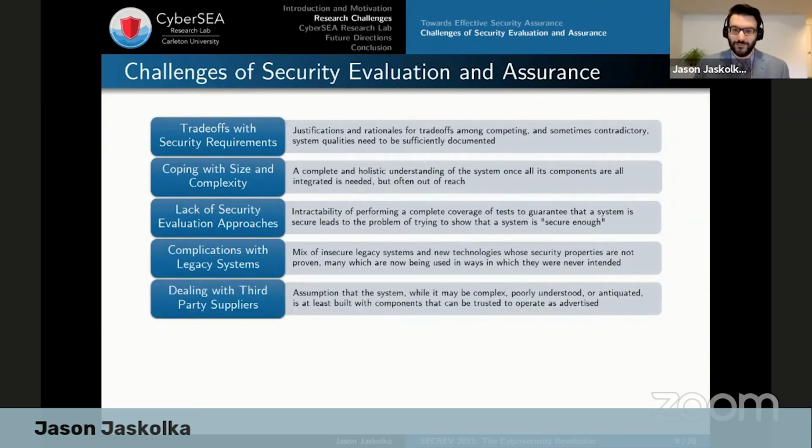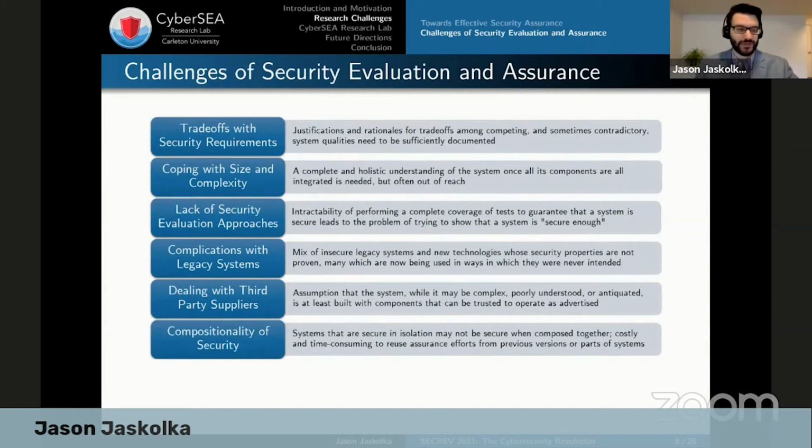We, of course, have to deal with those third-party suppliers. There's this assumption that the system that we're building, while it may be complex or poorly understood or antiquated in the case of legacy systems, we assume that it's at least built with components that can be trusted and that operate as advertised. But this is not always the case, and this presents a very difficult challenge.